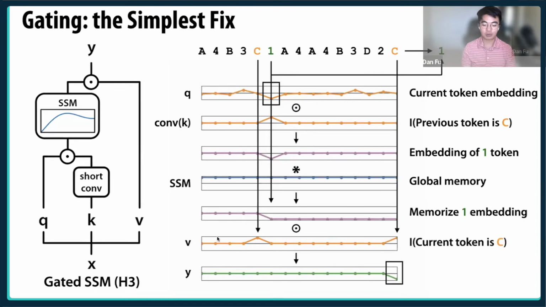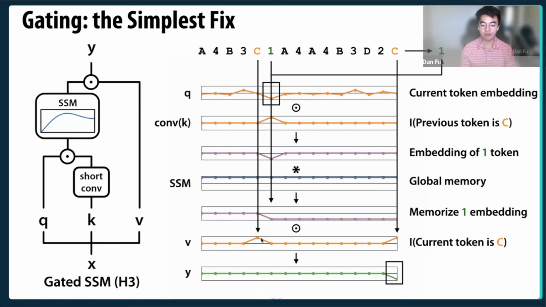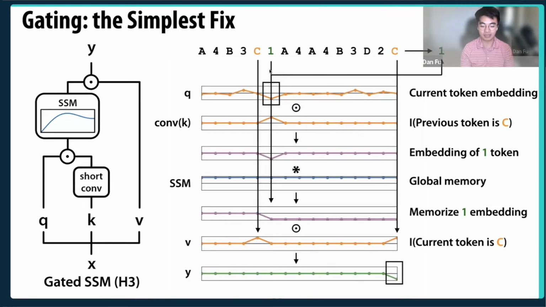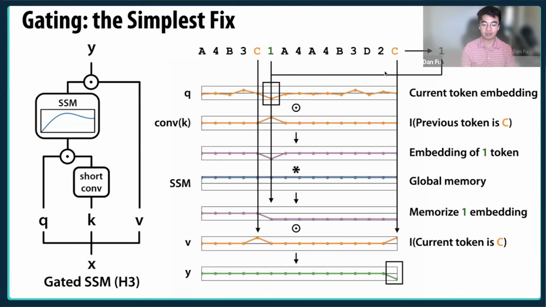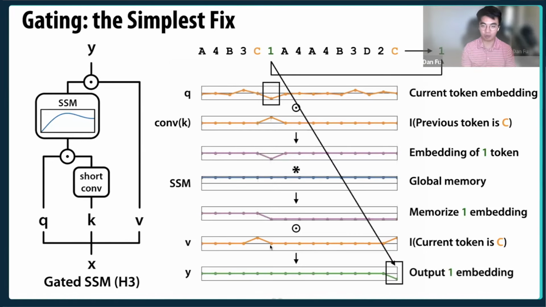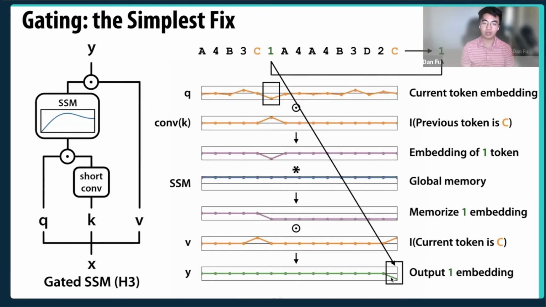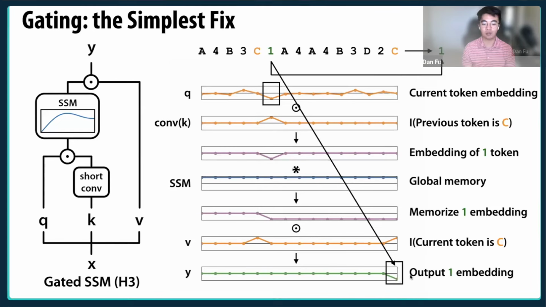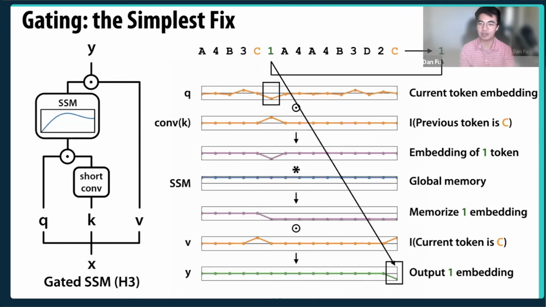Now in this third branch, we're just going to have another really simple indicator function of whether the current token is the C key. You can see that there are these two spikes here when the C keys appear. But then when you take this purple curve and point-wise multiply with this orange curve, you're now going to get this green curve. And in particular, we have successfully returned the value of this one embedding, but only at the end when you see the C key. So that's how we can actually get the right answer.